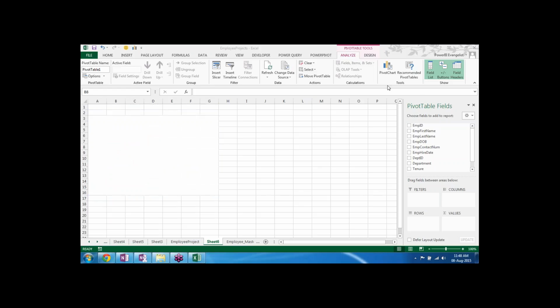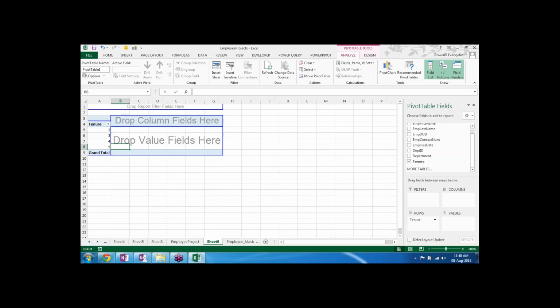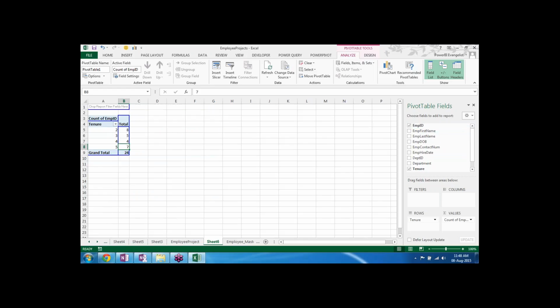Now the most interesting thing, what we are going to do: we can see that my tenure has also come here. So I will simply bring my tenure, and then I will bring the number of employees. So definitely this is my employee database, so this employee ID will be unique and distinct. So if I just take count of employees, it gives me that these are the employee numbers.